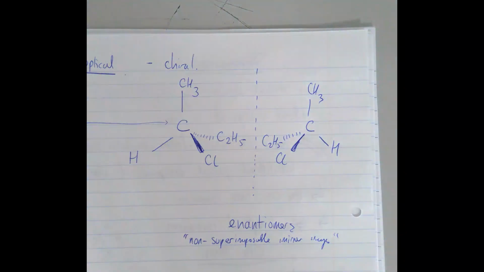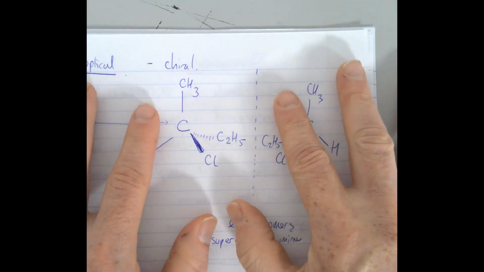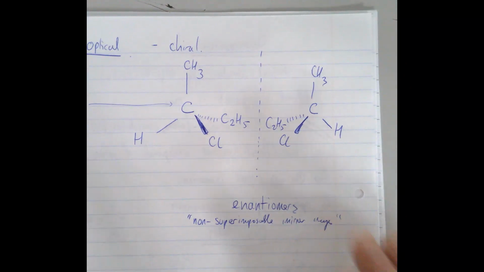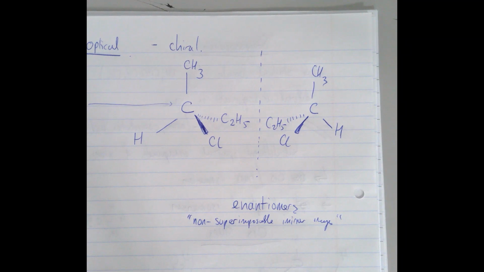So my left hand and my right hand are non-superimposable mirror images. Even though they kind of look the same, mirror images of each other, they're not the same. You can't put one on top of the other and have them be the same. So these molecules themselves have no plane of symmetry, it's said as well.